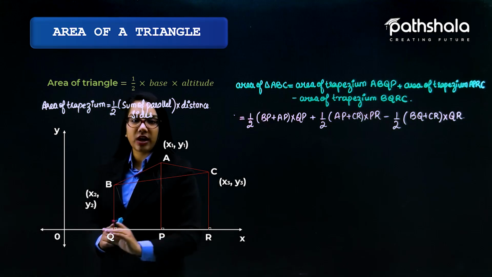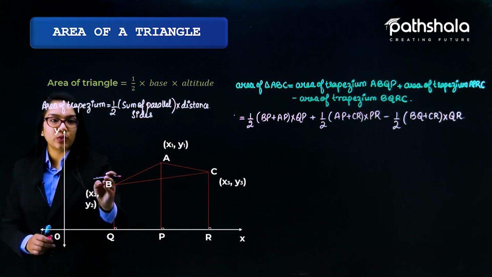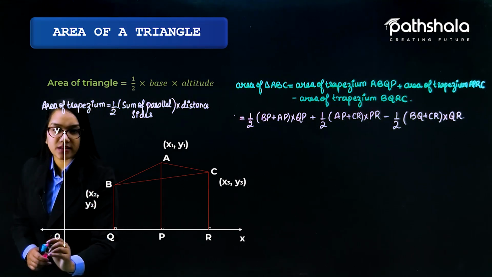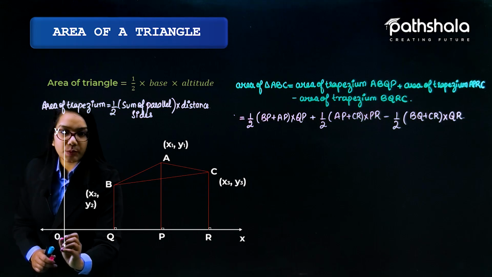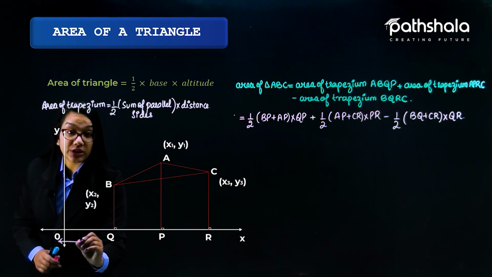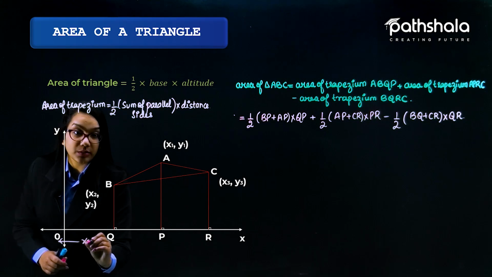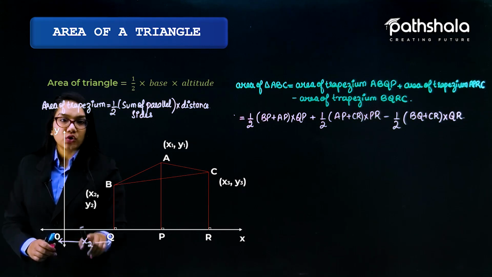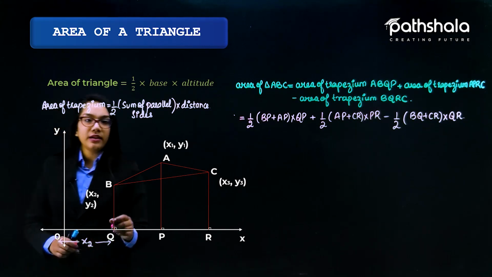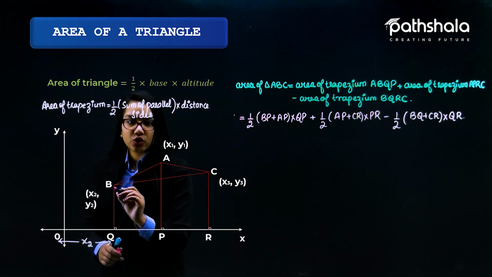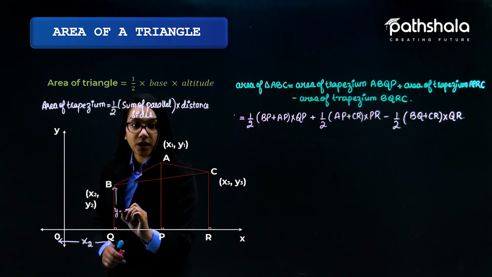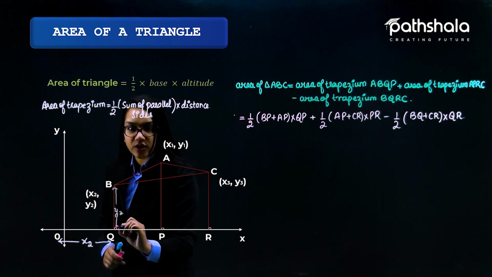Let us start by taking the values. As we know, B has coordinates x1, y1. It means that the distance of this particular point Q from the origin is nothing but x2, because the coordinates are x2, y2. Again, if we are talking about BQ, its distance is nothing but y2. So this distance is actually y2.